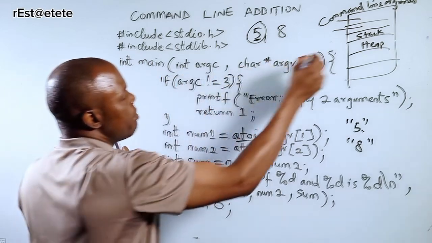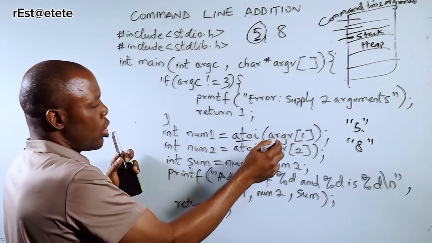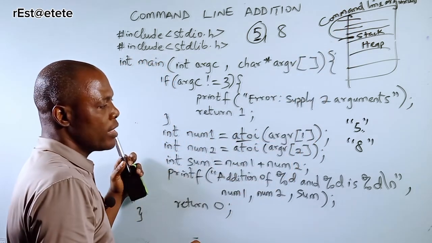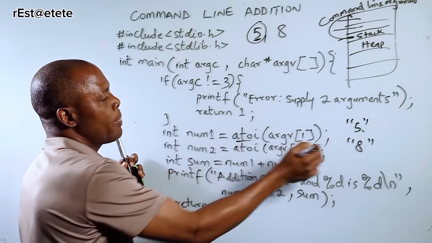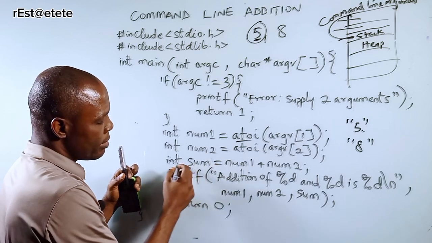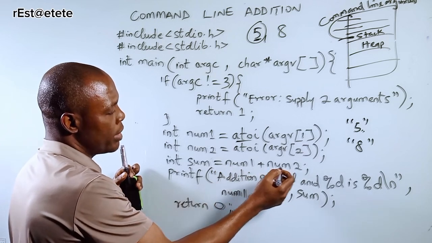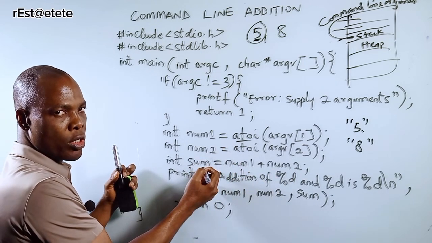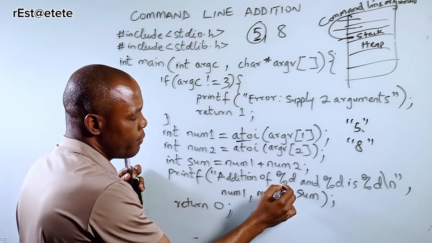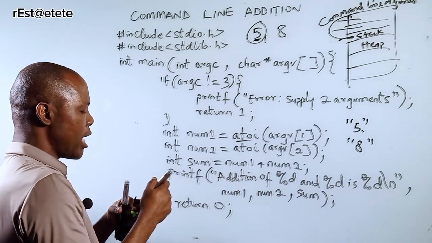When I call this, my main will be given to the stack. Then it will call this argument, which is coming from the command line, into the frame of this stack, converted to an integer. It will call the 8, converted to an integer, stored in sum. Then this will take place: number 1, which is 5 plus 8, that will be 13. It will now be stored in this memory location named sum. Then it will print out addition of 5 and 8 is 13 on the screen. That will be the output.